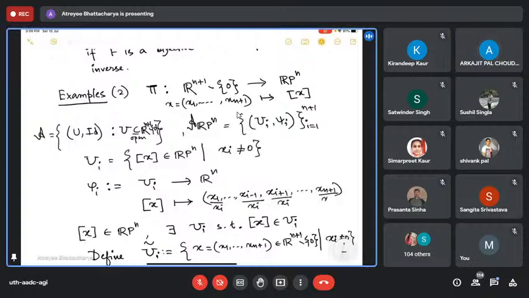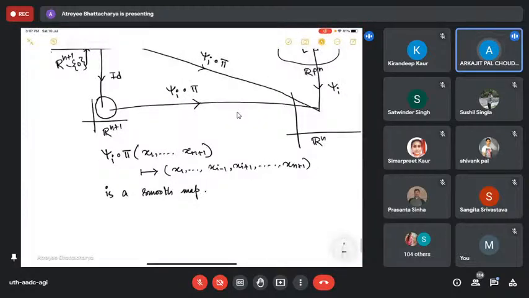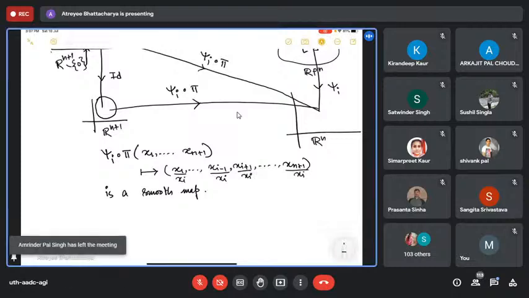Yeah, you are absolutely right. What I will do is, this will remain the same thing. Ultimately it will work out. This is definitely a smooth map. Each component is smooth. Yeah, thanks for pointing out. I was actually confused.